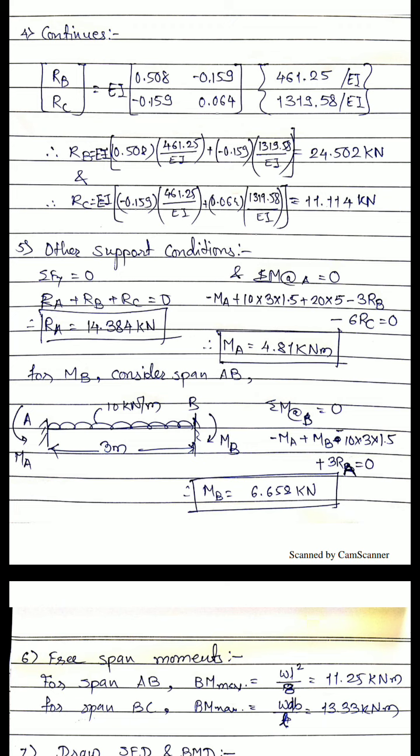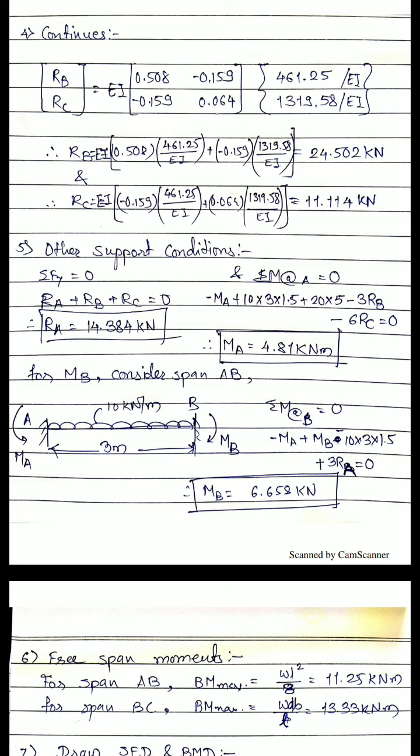And the next one, you are interested in MB also. How to calculate MB? Just consider a separate span of AB, with MA and MB, plus just taken as a hogging bending moment, we will consider due to UDL over the 3 meter span. If you consider summation of moment about point B equals 0, then you will get this equation.